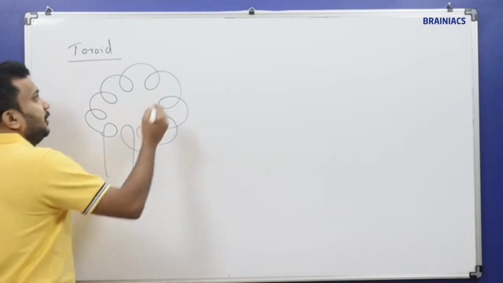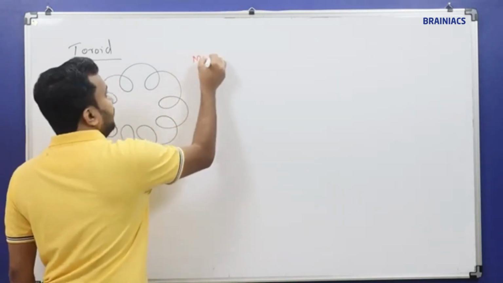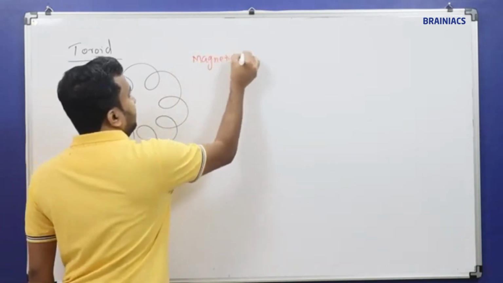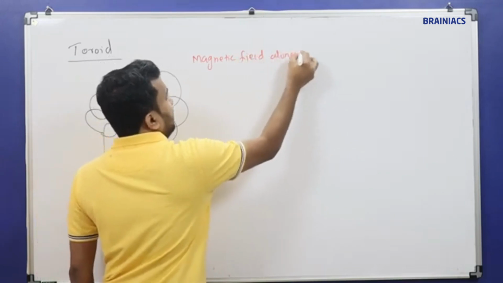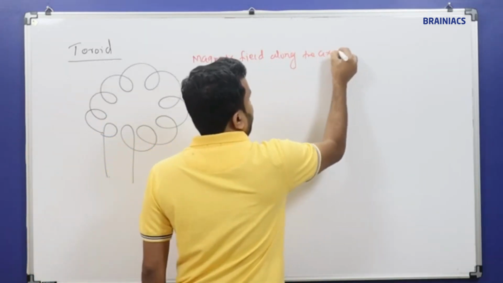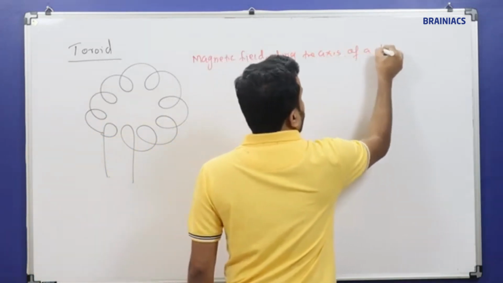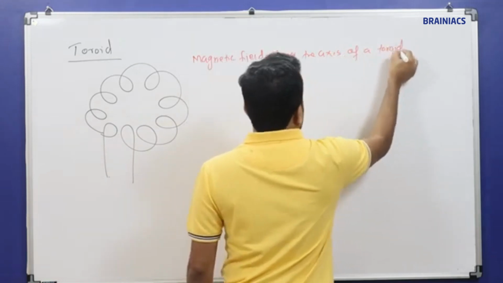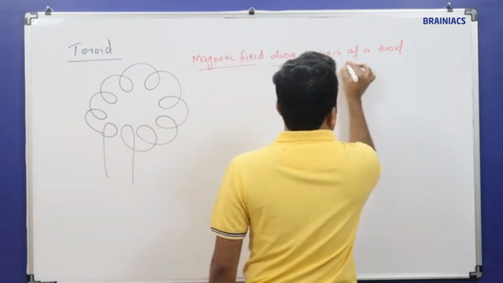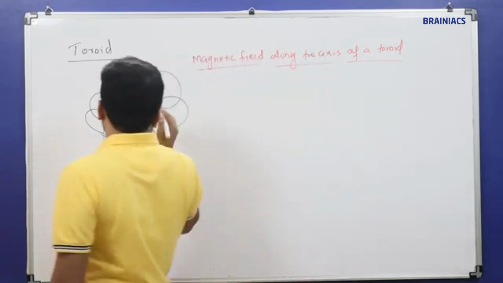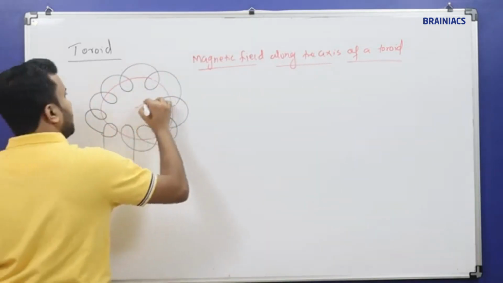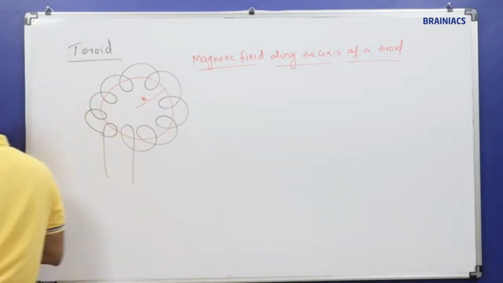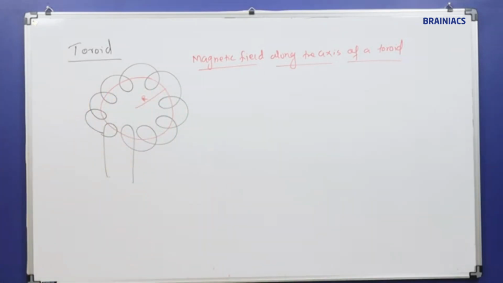Now we are going to find out the magnetic field along the axis of a toroid. So where is the axis? The axis will be here. The axis will have a radius equal to r. Now we are going to find out the magnetic field along the axis of a toroid.